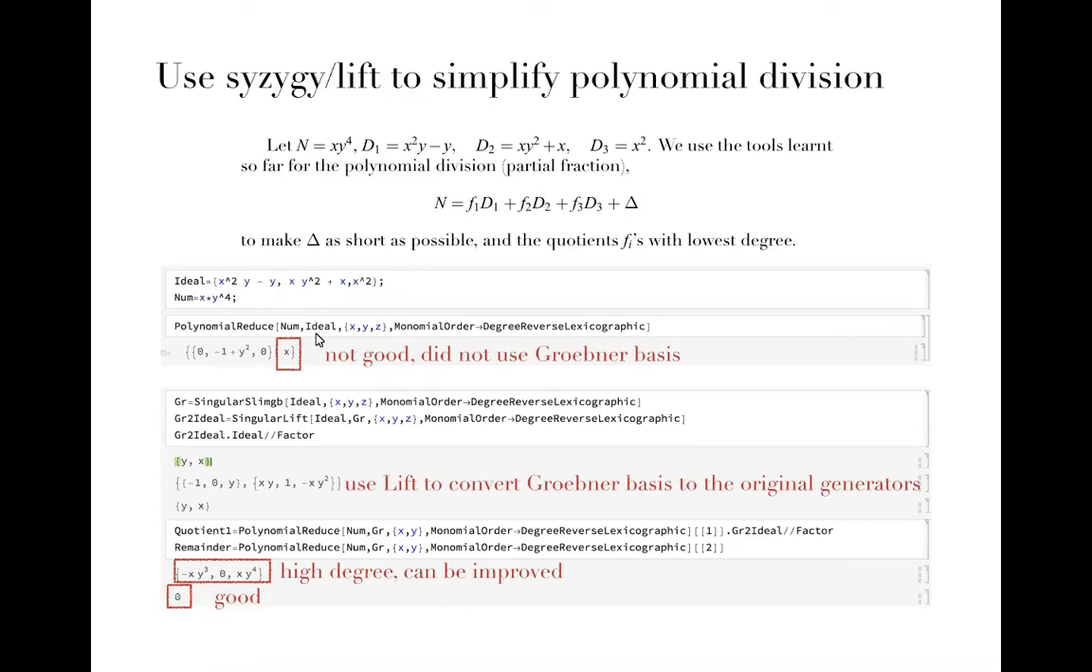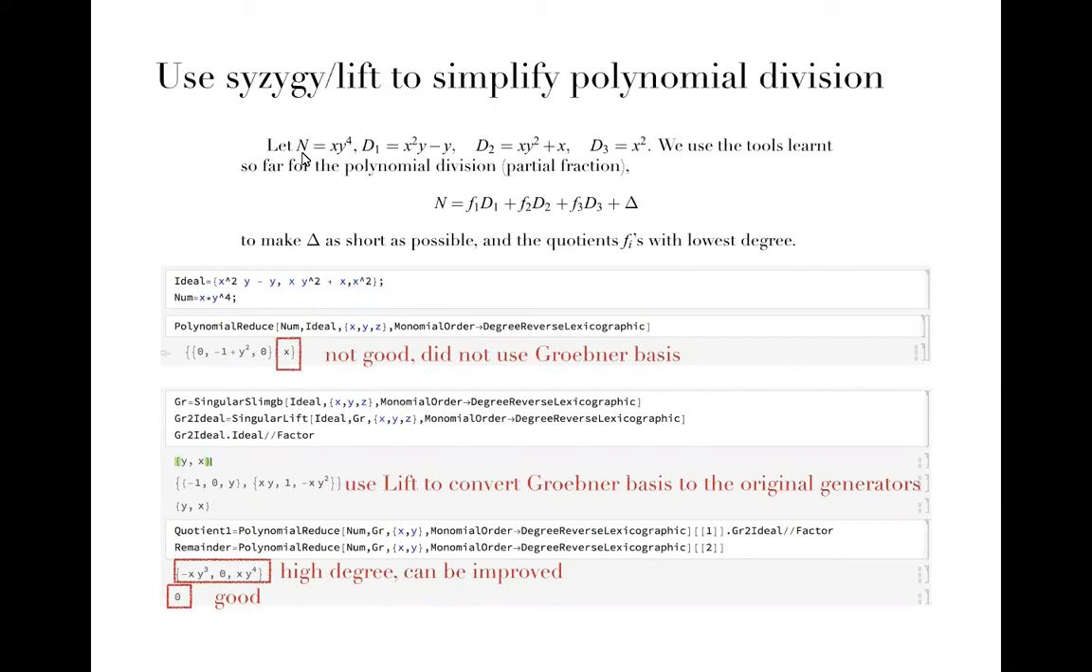So first, if you don't know this kind of computational algebraic geometry, if you try to just do this kind of polynomial reduction with Mathematica, then you find that actually the remainder is x. You may think that x is already much, much simpler than this input numerator. It seems quite good, okay? But still it's not good, because we can prove this remainder could be just zero.